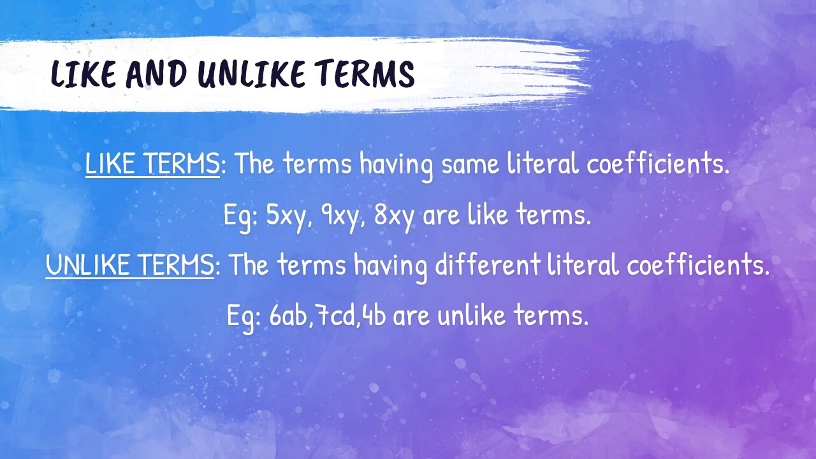Whereas unlike terms are the terms having different literal coefficients. As you can see in the example, 6ab, 7cd and 4b. These are unlike as they have different literal coefficients.